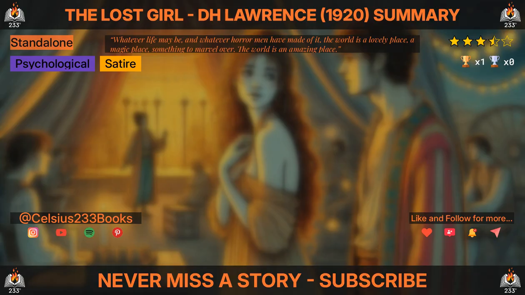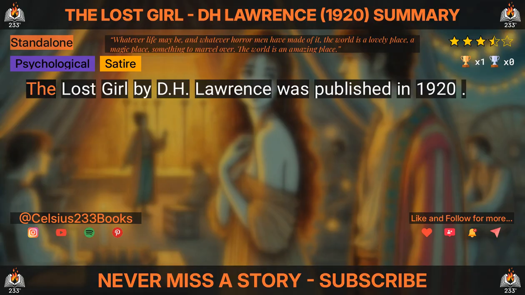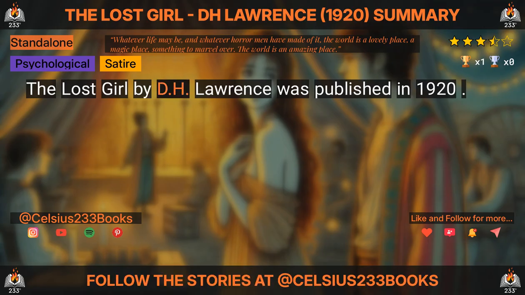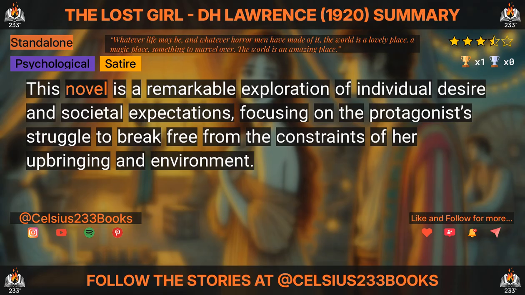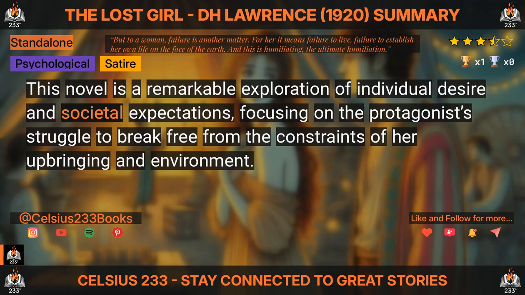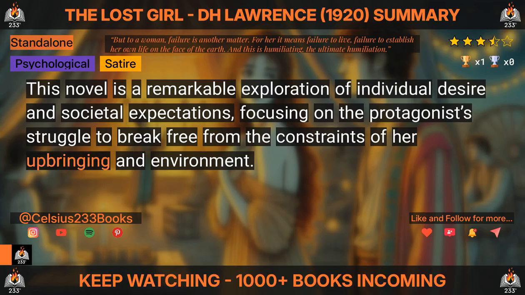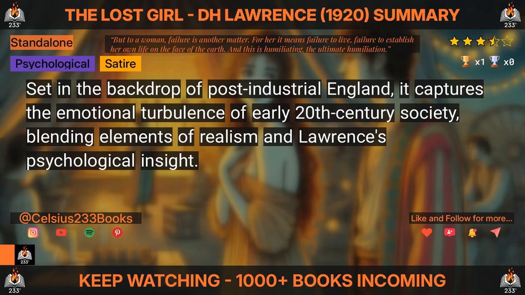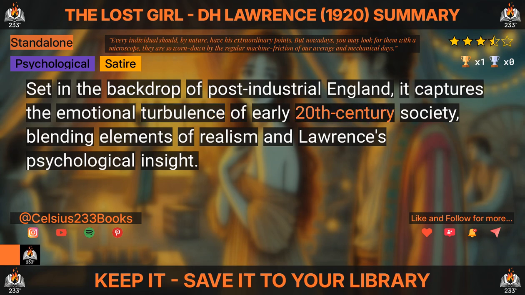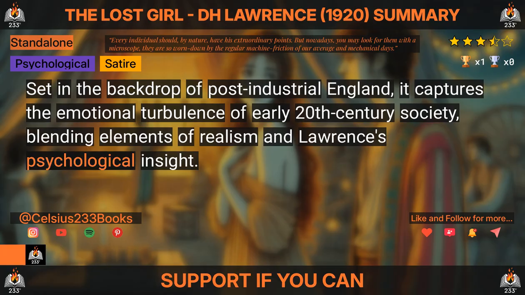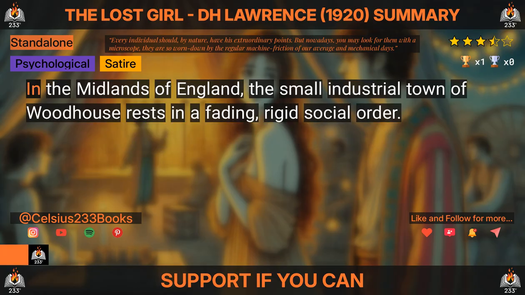Today, we will embark on a journey through The Lost Girl by D.H. Lawrence. The Lost Girl by D.H. Lawrence was published in 1920. This novel is a remarkable exploration of individual desire and societal expectations, focusing on the protagonist's struggle to break free from the constraints of her upbringing and environment. Set in the backdrop of post-industrial England, it captures the emotional turbulence of early 20th century society, blending elements of realism and Lawrence's psychological insight.